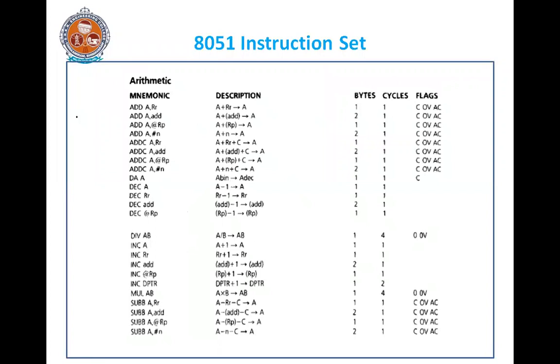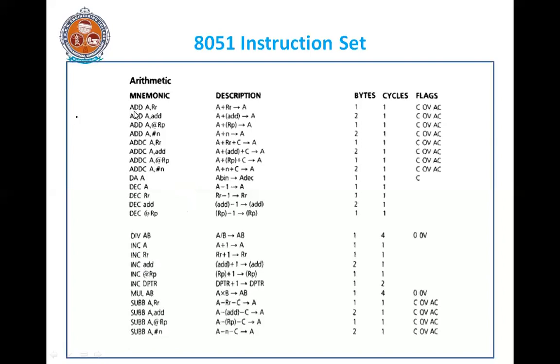Another type of instructions are arithmetic instructions. Arithmetic instructions are mainly used to perform arithmetic operations on the data. Here also the accumulator register is one of the operands. The different arithmetic operations are addition, subtraction, division, increment, decrement, and so on.